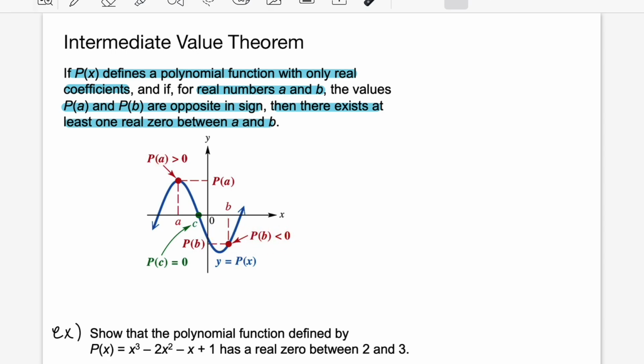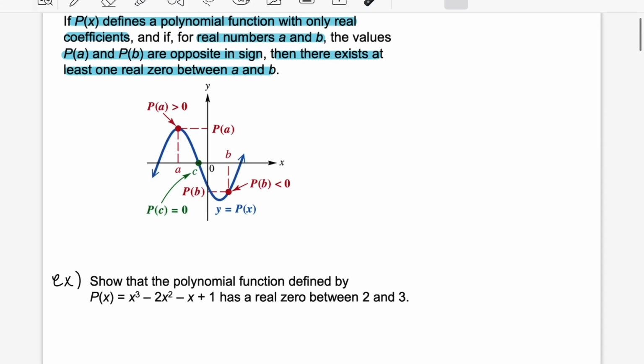So in order for these to switch signs, that means it must cross the x-axis at some point, right? Because all of these are positive output values and all of these are negative output values. So in order for it to cross the x-axis, there must be at least one zero here. And we see that that's the case. P of c at this point will give us 0. Okay, so what we'll do is look at this example here.